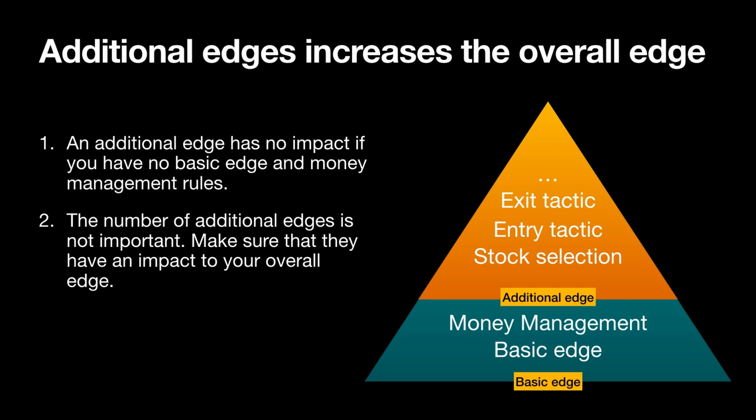So, for example, if you apply an additional edge and you discovered it by backtesting or by going through charts, and you test that and you see, okay, my overall edge is only increasing very, very little, then maybe it's better to not include that additional edge into your trading system because it makes your trading system more complicated. But if you test another additional edge and you see, okay, that has a huge impact on the overall edge, then it makes sense to include that into your trading system.